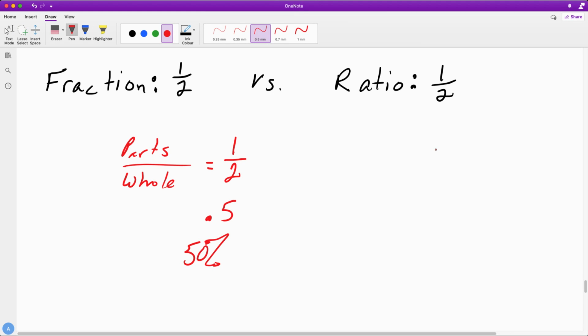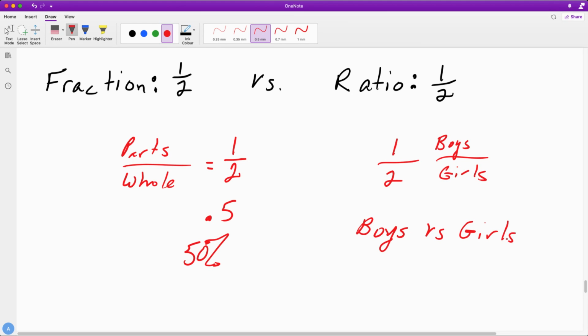Whereas a ratio, it is not necessarily how many parts we have versus the whole. In this case, if it's 1 to 2 and we're comparing boys to girls, well, this is just telling us how many boys we have versus how many girls we have. And if we actually want to talk about the total, the boys versus the total wouldn't be 1 to 2 like it would be in a fraction. This is actually 1 to 3 if we're comparing to the total, because if we have 1 boy and 2 girls, we have 3 total people that we're comparing it to.